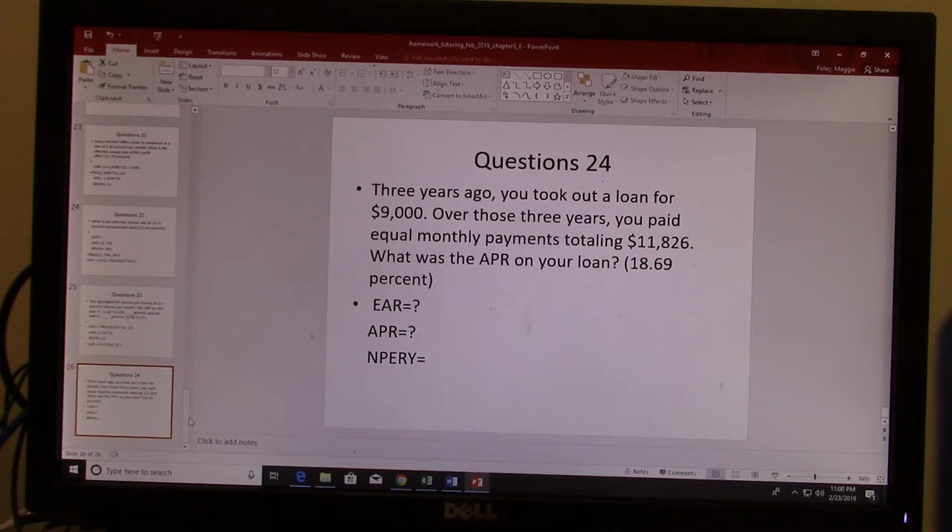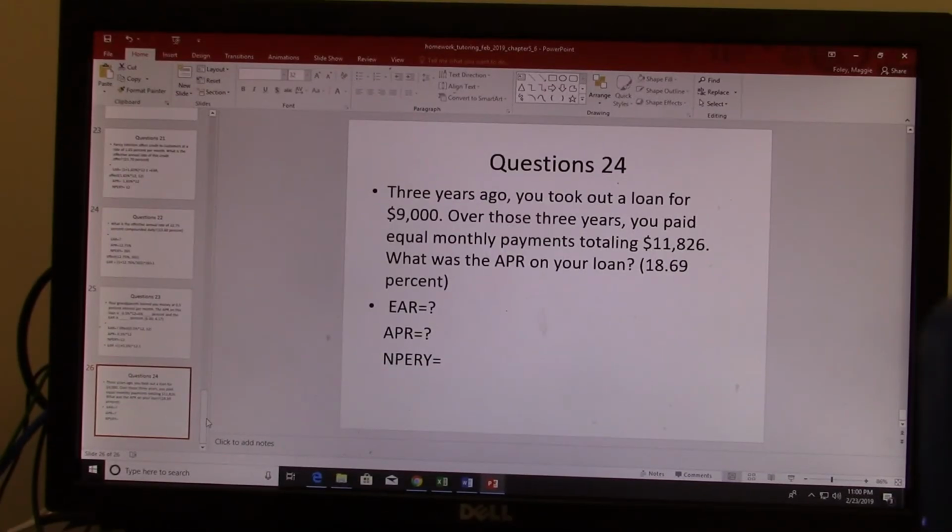The last question for this homework, question number 24. 3 years ago, you took out a loan of $9,000. Over those 3 years, you paid equal monthly payments totaling $11,826. What was the APR on this loan? So this question is asking how much is the APR. Since these are monthly payments, APR equals the monthly rate multiplied by 12.